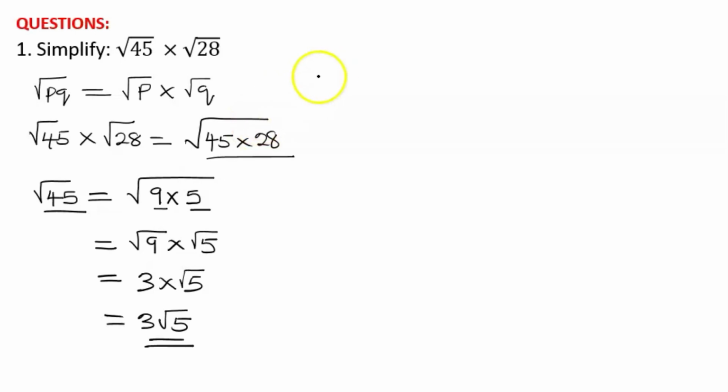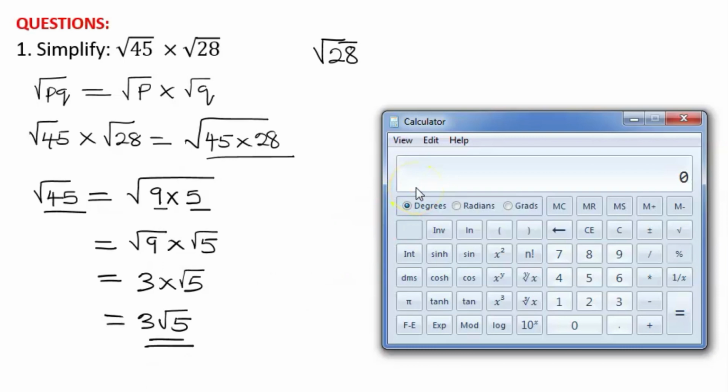The next thing we need to do is to look at root 28. We check what factors can come out of here, just like I normally advise us to do. Let's bring out a calculator now. I told us that one of the easiest ways to do this is to divide the number by numbers that are perfect squares. For example, 28 divided by 4 gives me 7, which is good, because 7 happens to be a number that is not a perfect square.